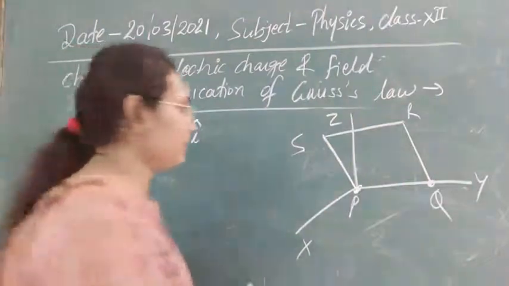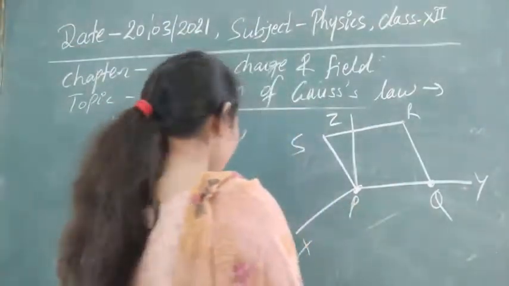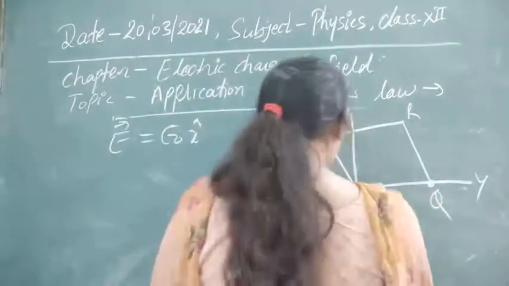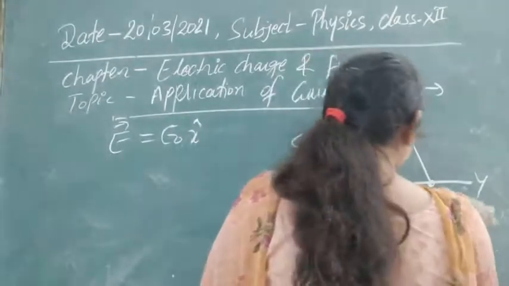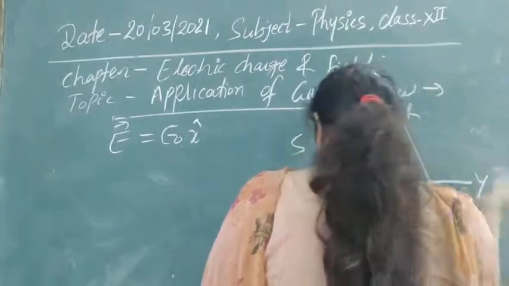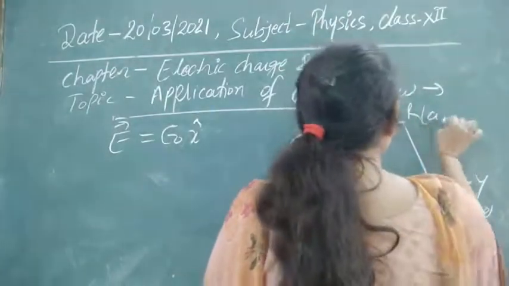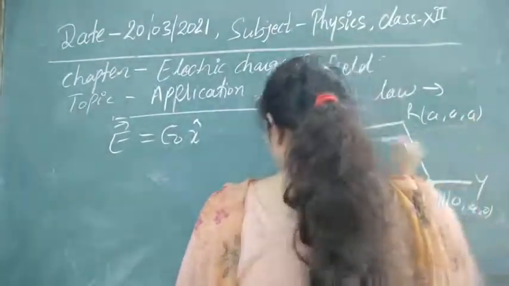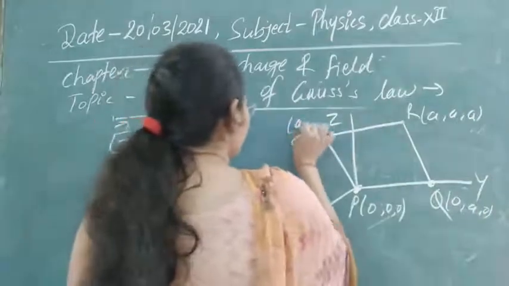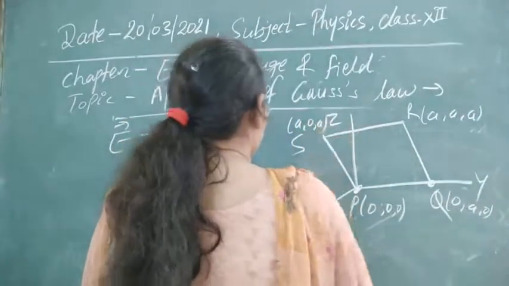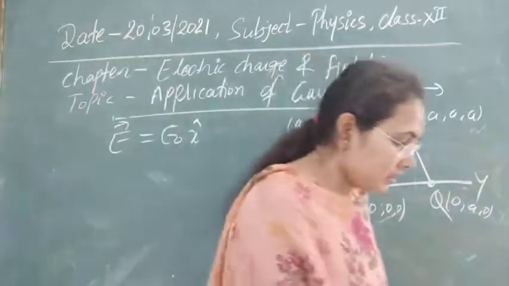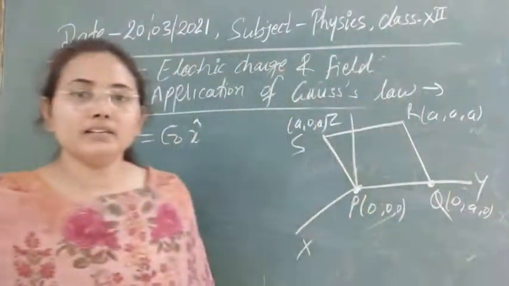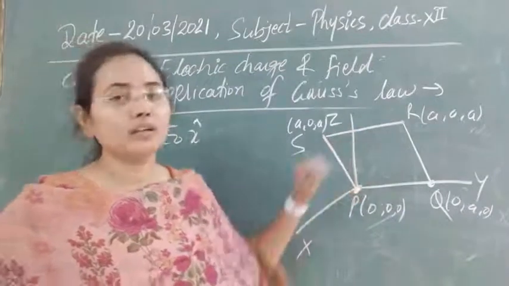It is given to us, and the locations are given: P is 0, 0, 0, Q is 0, A, 0, R is A, A, A, and S is A, 0, A. These four points are now given to us, and we have to calculate what will be the flux through this whole loop here.